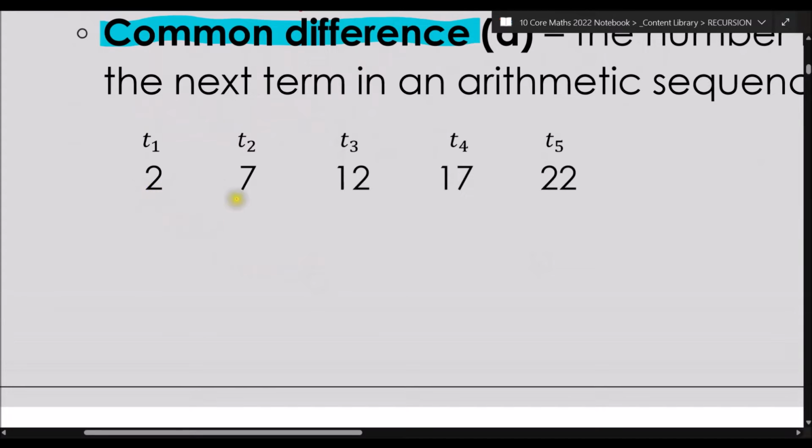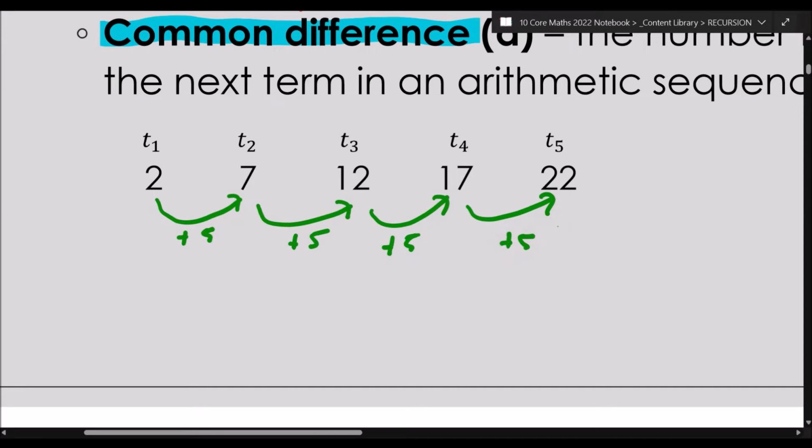If I look at this sequence here, I see that the first number is 2, the second number is 7, the third number is 12. So what's it going up by? It's going up by +5. So I look at all the numbers. It's increasing by +5. Therefore, the common difference is going to be +5. It's adding by 5.